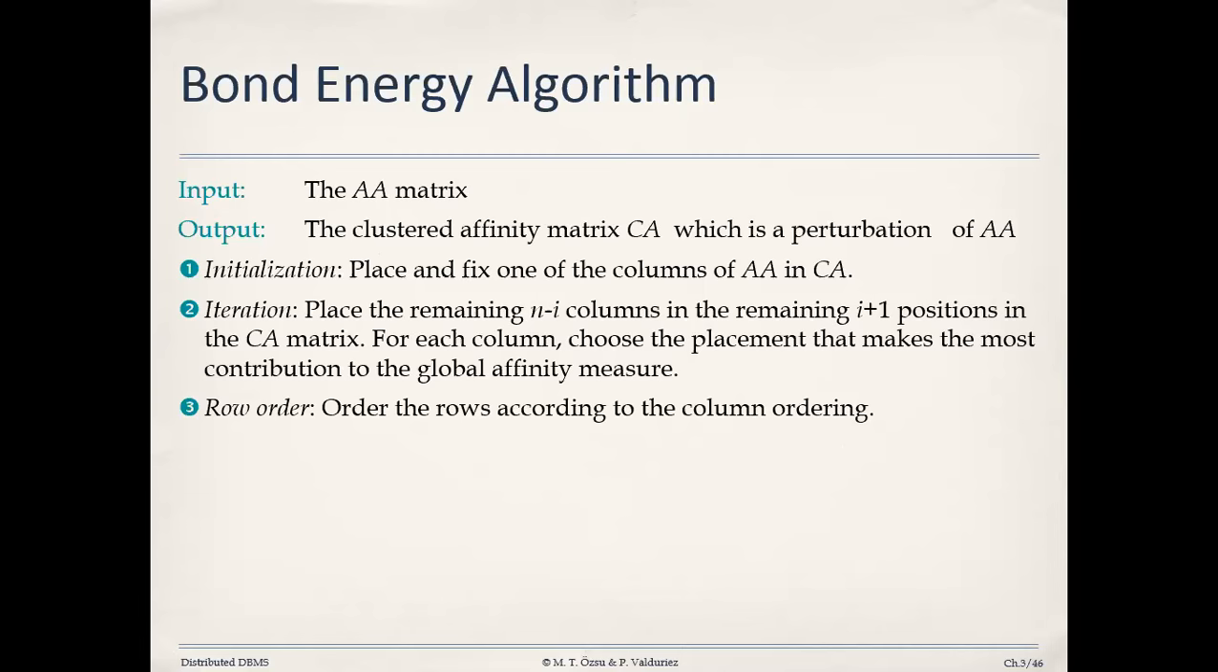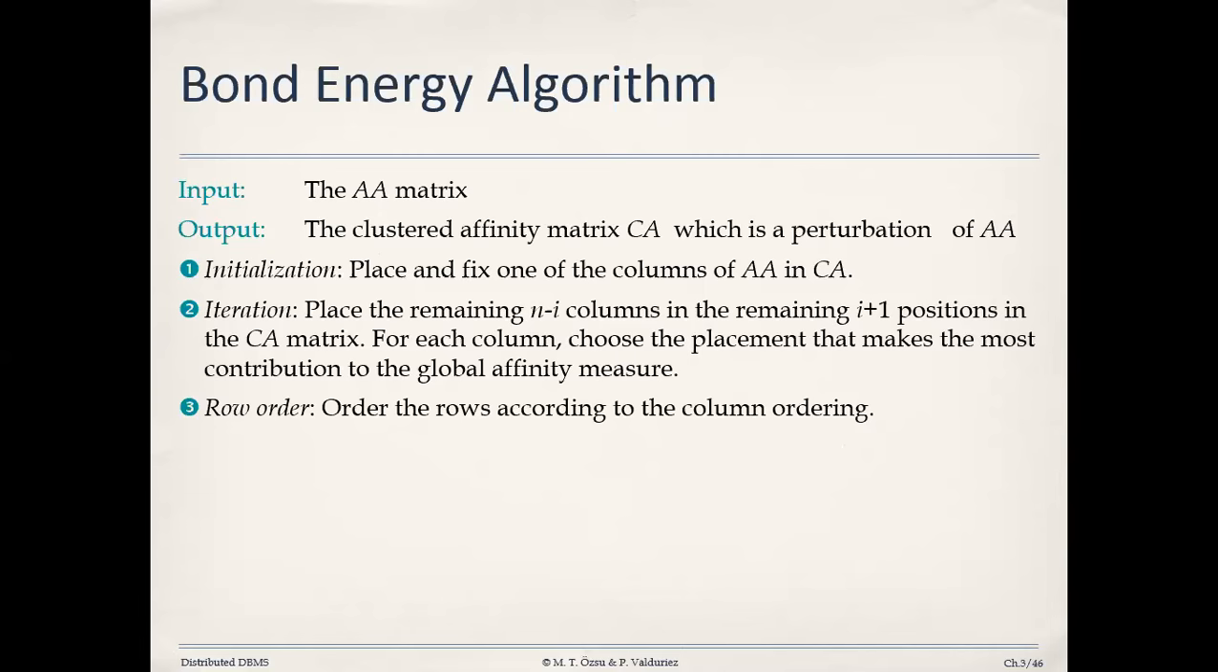Okay, there are 3 steps which you have to follow. Number 1 in the algorithm is: place and fix one of the columns of AA in CA. Once you have formed the AA, pick any one column and place it first. For example, suppose I have A1, A2, A3, A4; it is your choice. You can take A2 as the first column, no problem. You can fix it, and then you add the other columns.